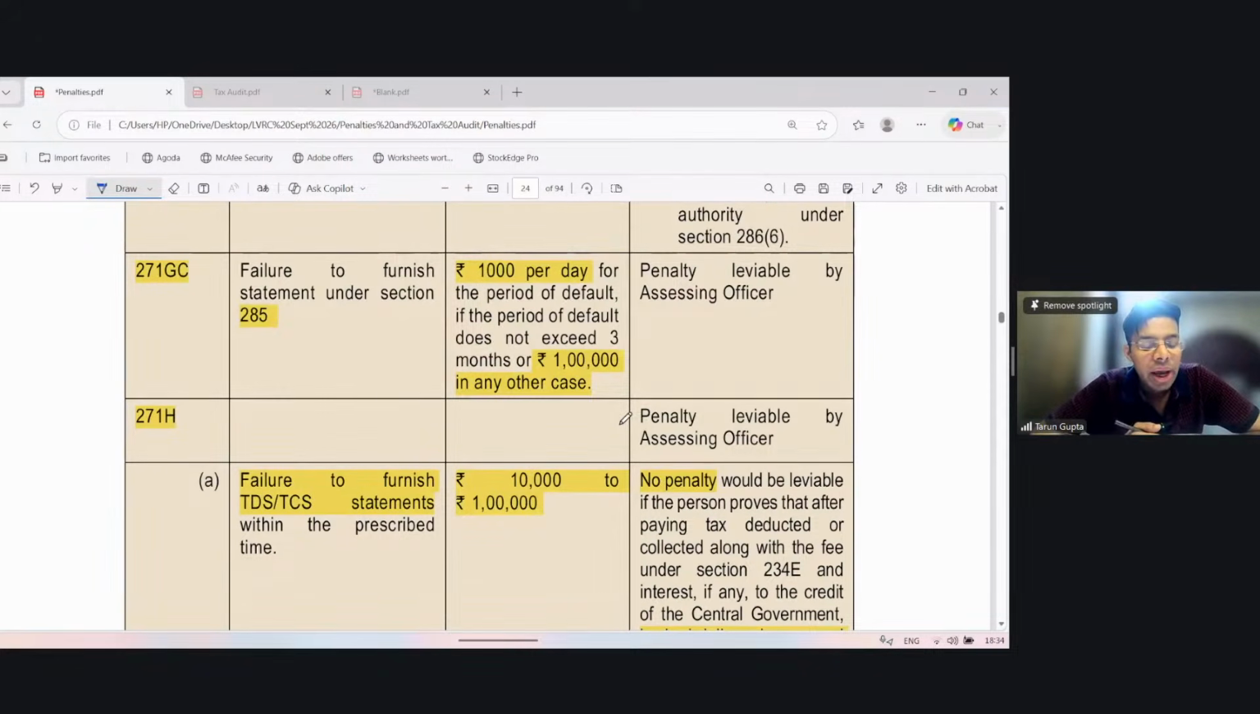271GC. Failure to furnish statement under Section 285. The penalty is 1,000 per day for the period of default if the period of default does not exceed 3 months, or 1 lakh in any other case. So if the period of default is up to 3 months, then 1,000 per day. Or if the period of default exceeds 3 months, then 1 lakh.